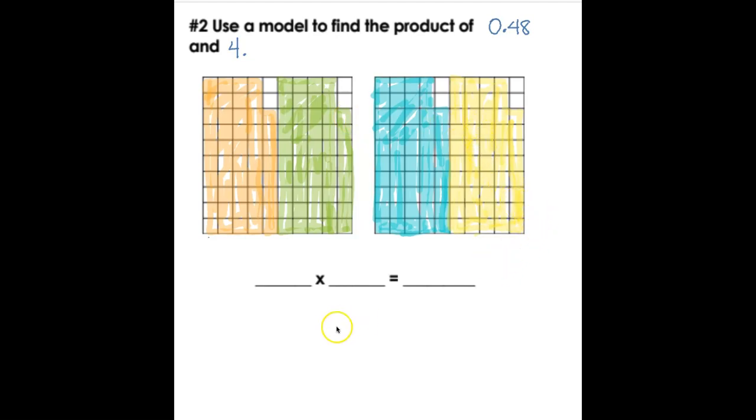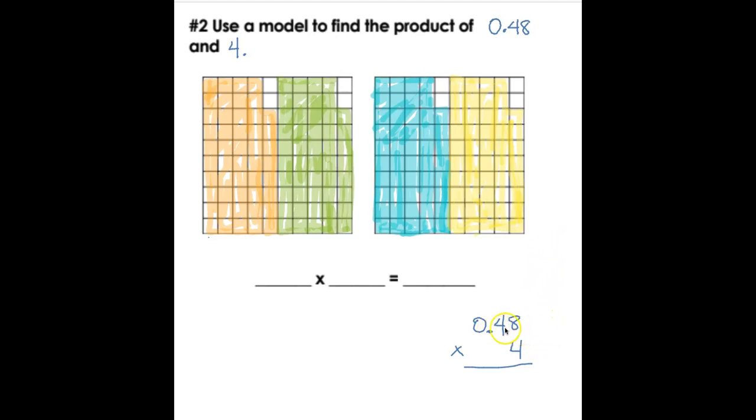But we're in the 5th grade. We need to start multiplying this stuff. So we're going to take our 48 hundredths. Remember, the 0 is there to let you know, hey, there's a decimal coming. 48 hundredths 4 times. And then we will count it all up just to make sure that our multiplication is correct.